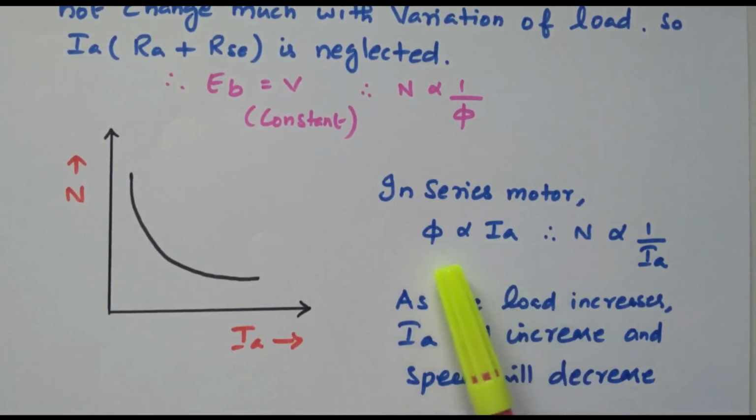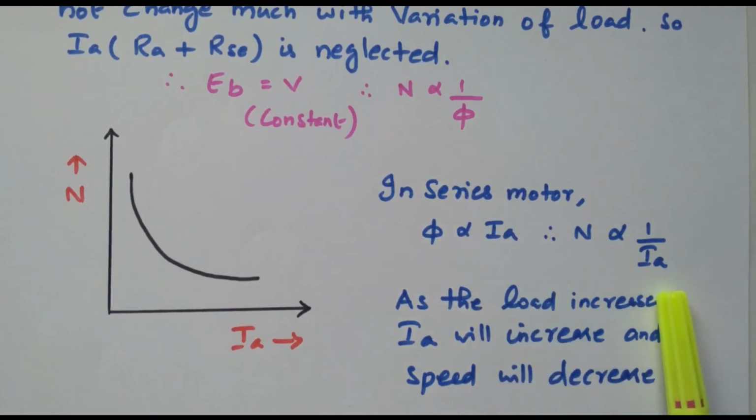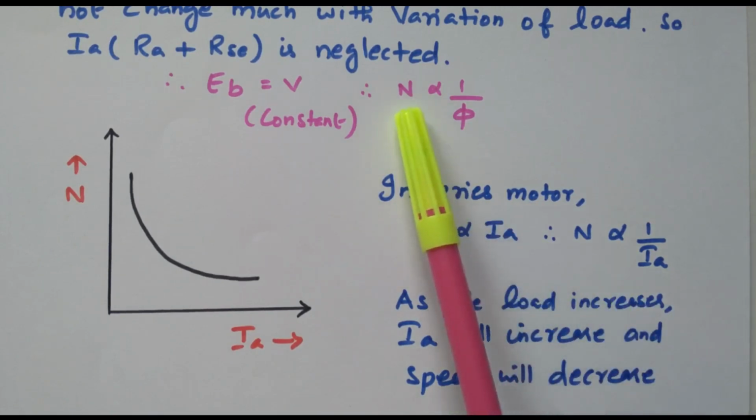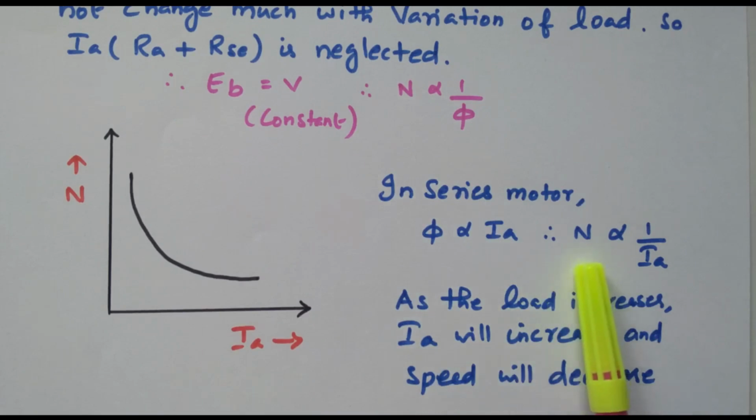So in a series motor, flux is directly proportional to Ia, so that N is directly proportional to 1 divided by Ia. Now flux is directly proportional to Ia, so we can replace flux with Ia. N is inversely proportional to flux, but flux is proportional to Ia, so that we can write N is directly proportional to 1 divided by Ia, or inversely proportional to Ia.